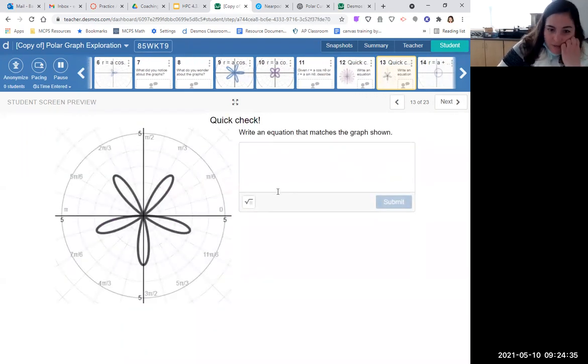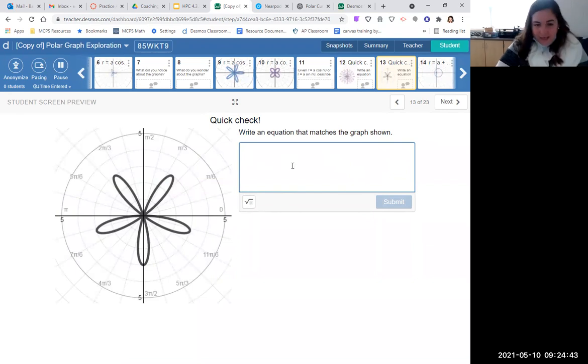Okay, and then an equation that matches this graph. Okay, I've got 5 petals and they're lined up along the y-axis. So I'm going to call that a sine, and then my radius is 1, 2, 3. So I'm going to say this is R equals 3 sine 5 theta.